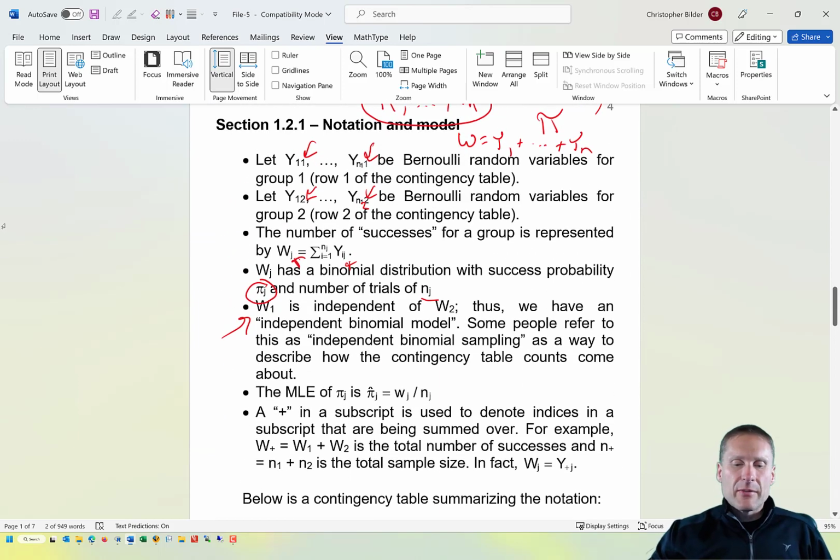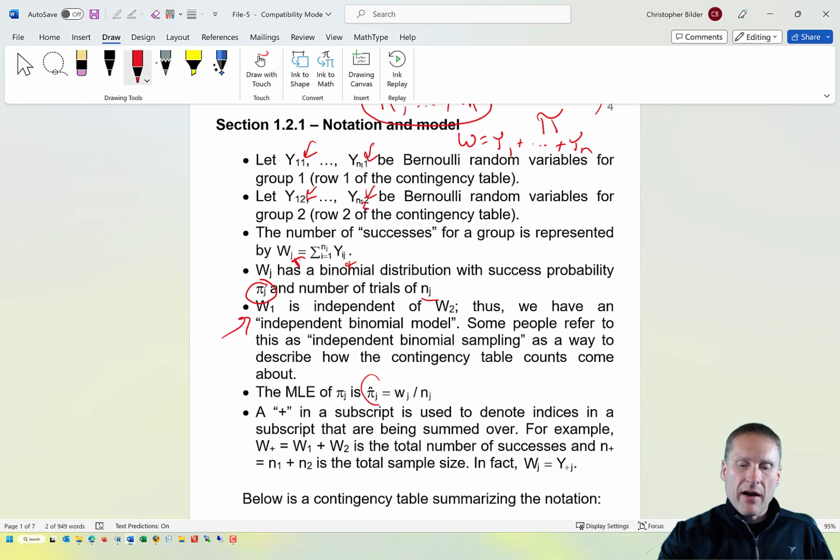Now the maximum likelihood estimate for pi sub j ends up being pi hat sub j. It's what you would expect: the number of successes observed for group j divided by the number of trials for group j. One last little notation bit here. It's very common in categorical data analysis and other places to use a plus in a subscript to mean that you are summing over something. So for example, to form W sub j, I needed to sum over the i subscript, that first subscript, which represents the item number for that particular group. And so y sub plus j is equivalent to W sub j. We can use the plus subscript in other areas as well.